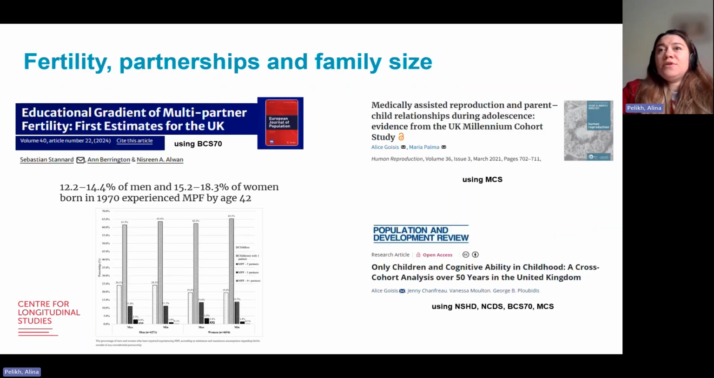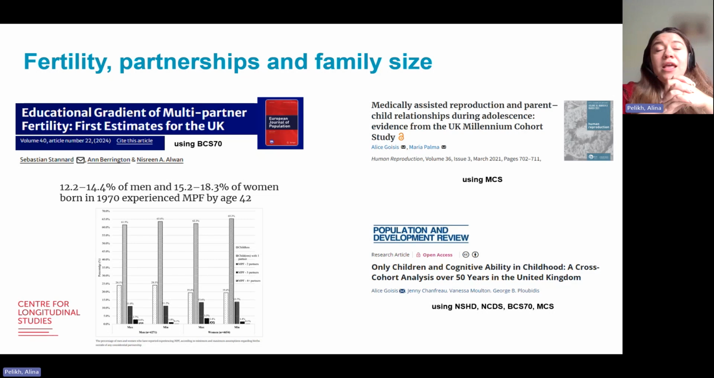So a few other themes that I wanted to highlight today, and again, this is just some examples of how you can think of combining different aspects of the data and some of the variables that Vanessa mentioned today and some of the histories that Alicia just talked about. For example, on the slide on the left, you can see a recent paper called Educational Gradient of Multi-Partner Fertility, First Estimates for the UK.